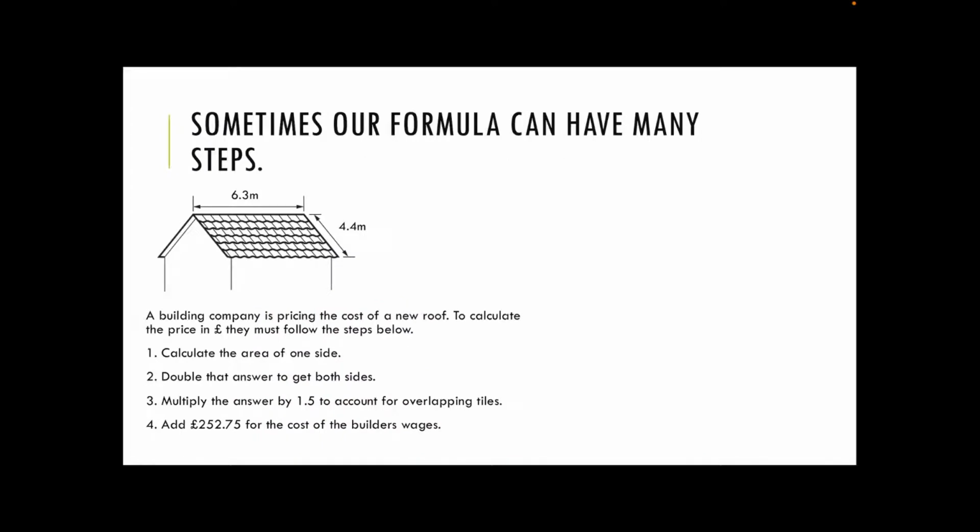Sometimes our formula can be explained using many different steps. So here we've got a building company pricing the cost of a new roof. To calculate the price in pounds, we must follow the steps below. Step number 1 is to find the area of one side of the roof. It's at a bit of an angle there, but we should be able to see that it is just a rectangle. So our area is going to be length times breadth, and this is for step number 1. So that is going to be 6.3 times by 4.4, and that gives us 27.72.